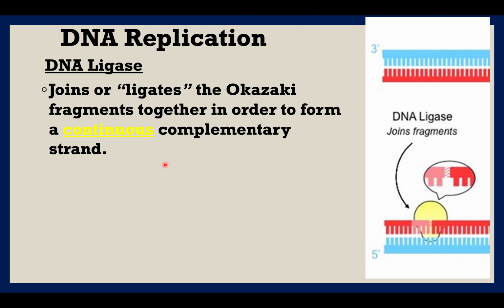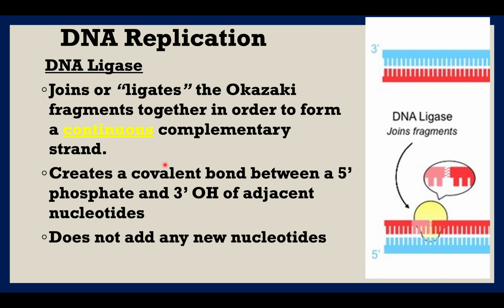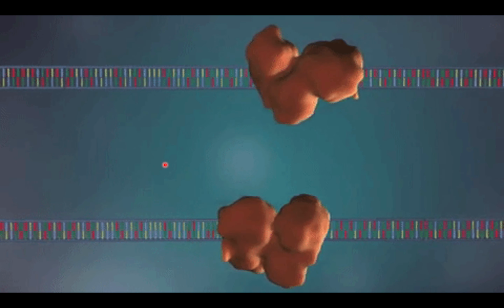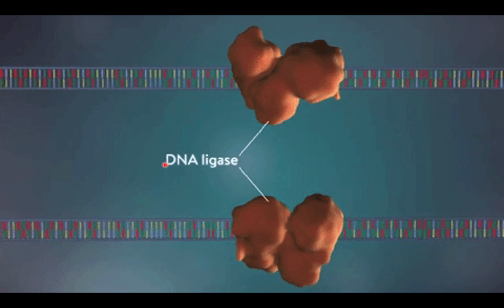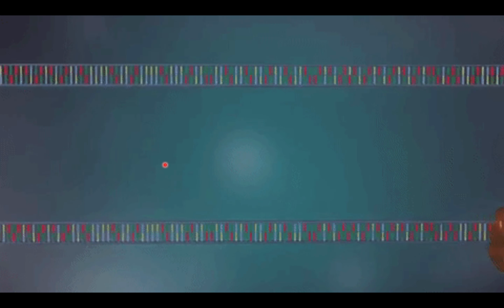It joins or ligates the Okazaki fragments together in order to form a continuous complementary strand. That is all ligase does. It creates a covalent bond between the 5' phosphate and the 3' hydroxy of an adjacent nucleotide. It does not add any new nucleotides. It is just getting rid of the Okazaki fragment. It is a fragment until it has been ligated by ligase. So if you look at here, it pretty much does not even look like it's doing something, but in reality, it's closing in those gaps.